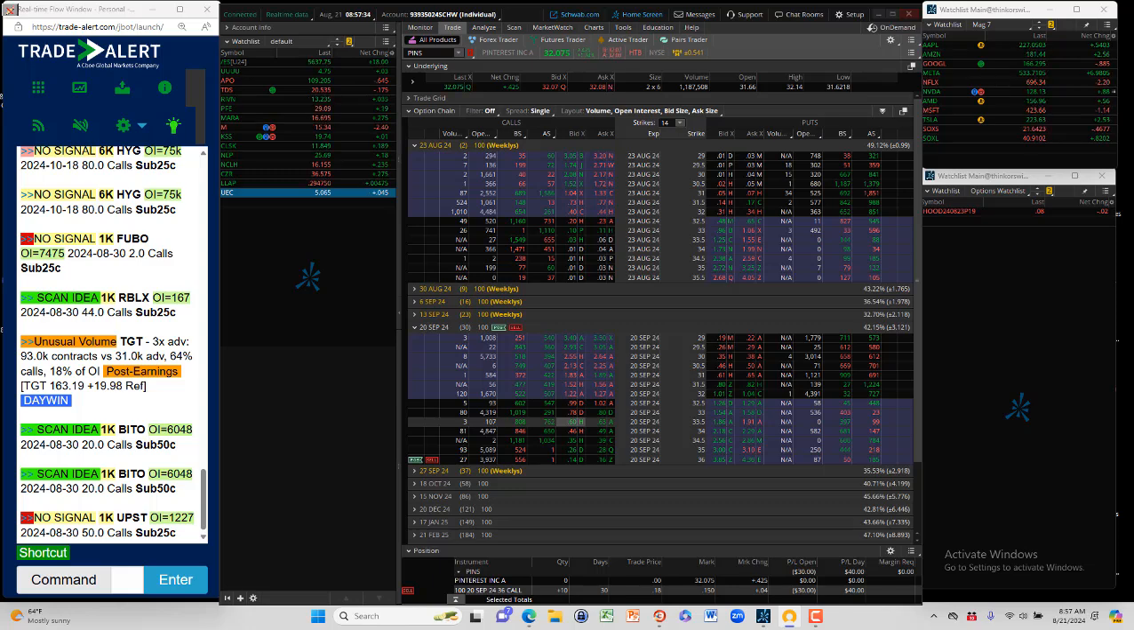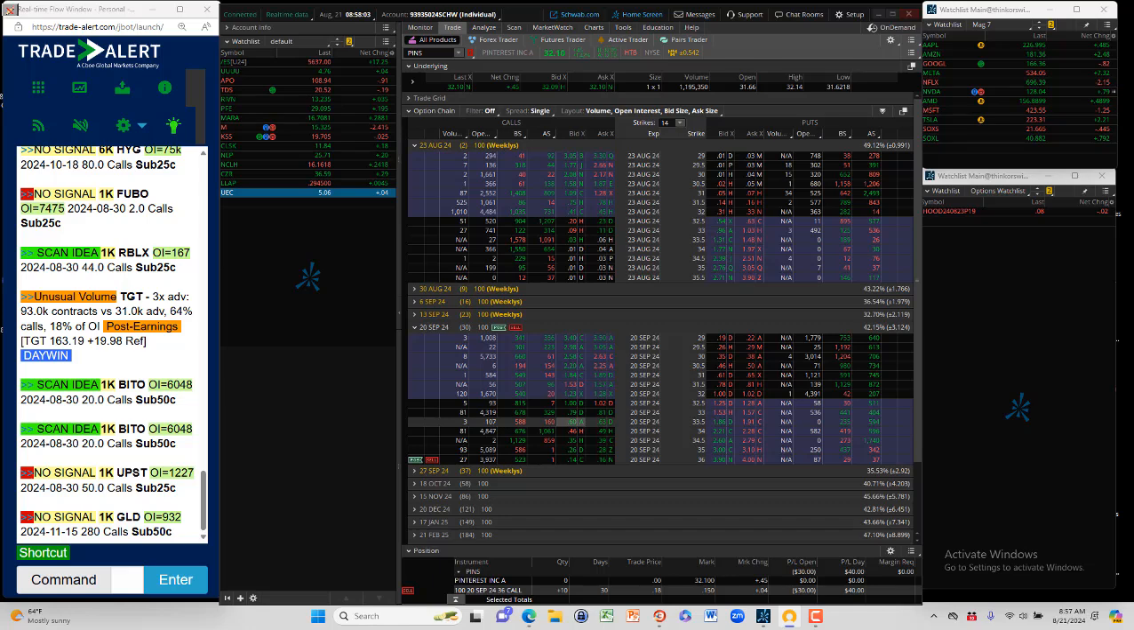Futures just continue to slowly climb higher. They're slowly climbing higher. 27 minutes in the day. All we've seen is one signal from day trade, one signal from penny spike. Okay. Oh, now we see a signal.